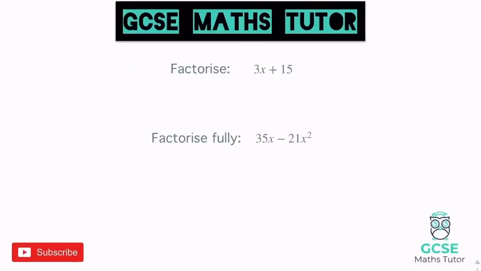Okay, so factorising. We're going to take out a factor and put this into brackets. So we have a look at both these pieces. 3x and 15. We just think what number goes into both of those. They both divide by 3. So we're going to divide this by 3.